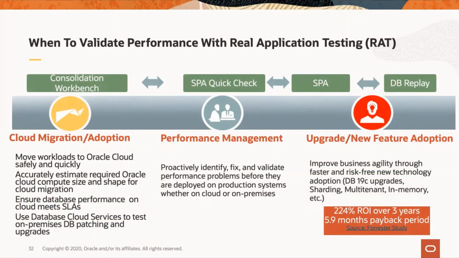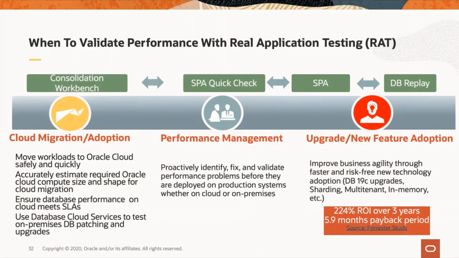We talked about three areas or three scenarios: migration, consolidation in general. You're moving workloads either to the cloud or to another on-premises environment. Use real application testing. Verify everything works exactly as you hoped and expected. See what kind of performance you're going to get. Actually get as much utilization out of your infrastructure as possible by leveraging the consolidation workbench.